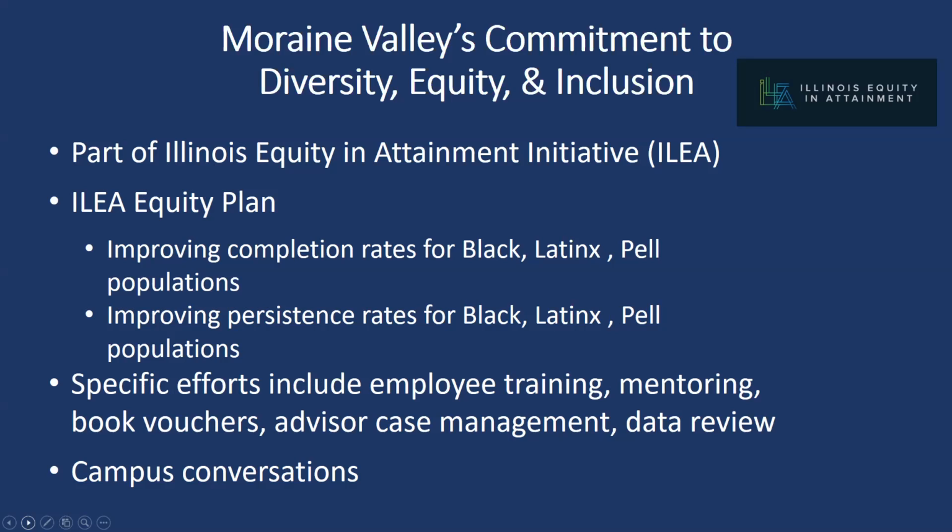And then each institution, as a part of their plan, submits the specific efforts that they will work on to advance that, to meet that goal. Some of the things our institution has included in our plan are employee training, mentoring, doing various policy reviews, book vouchers, advisor case management, and data reviews. These are all some of the things that we've highlighted in our plan.